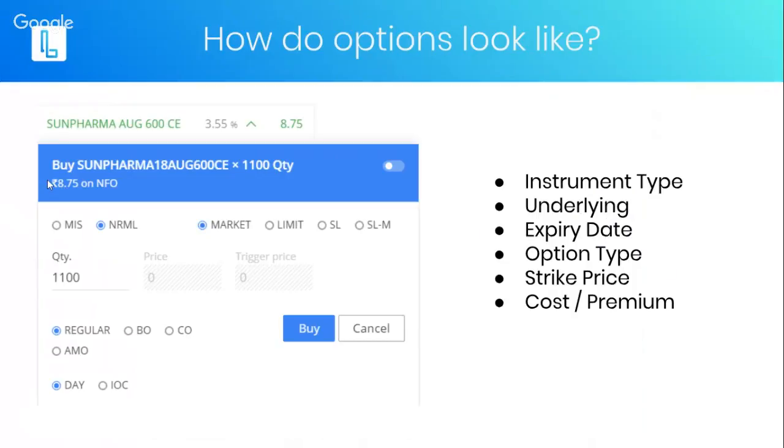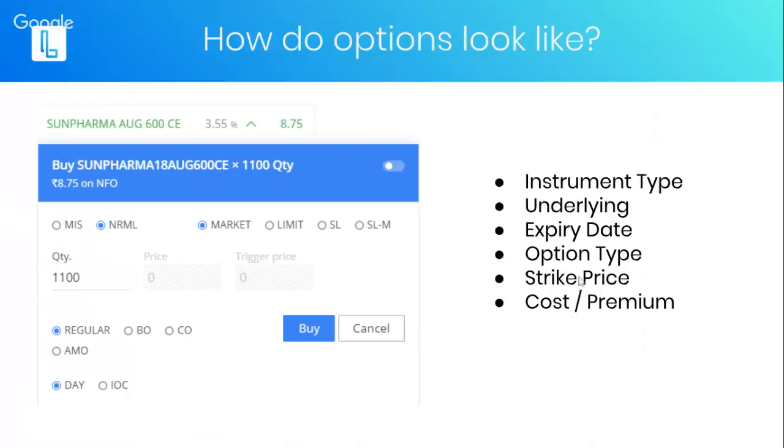The expiry date in this case is 18th August, as mentioned here, but the exact date is not mentioned. Some of the brokers would also mention the date. Usually the expiry happens on the last Thursday of every month. So in this case, 18 stands for the year 2018, and August is the month, and the last Thursday of August is understood. That's why they have not mentioned it here.